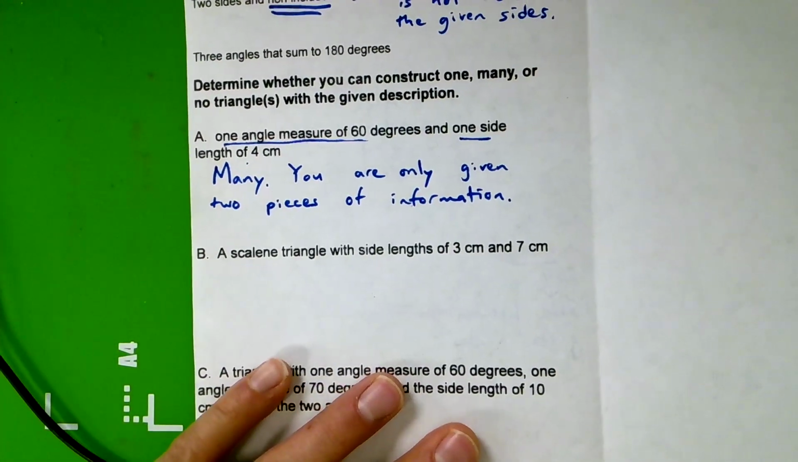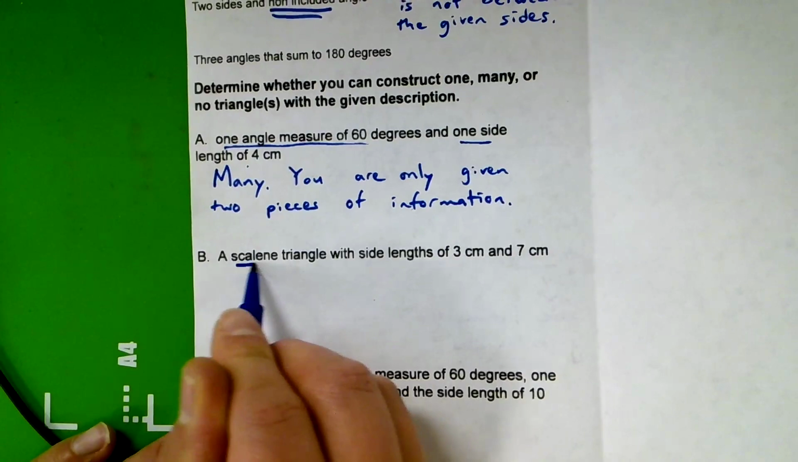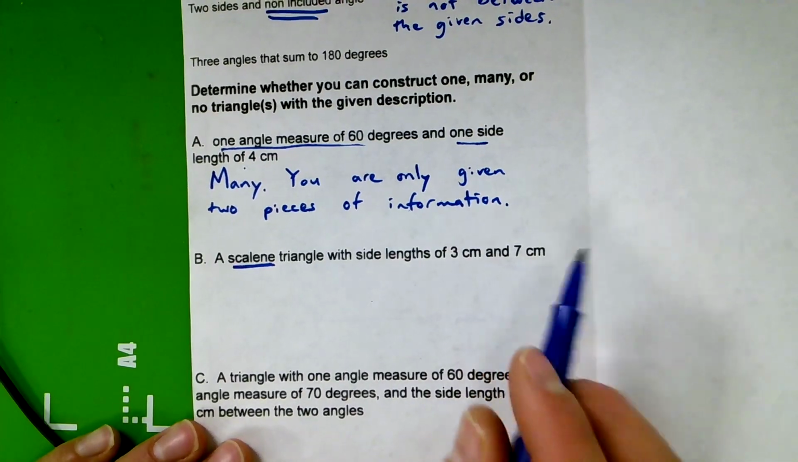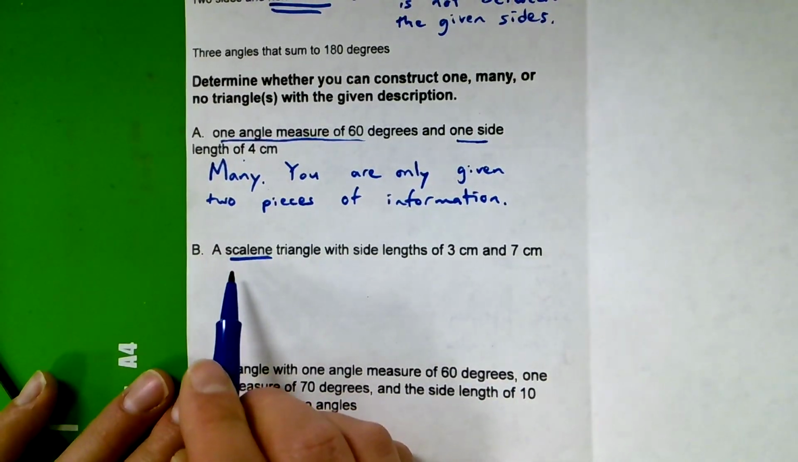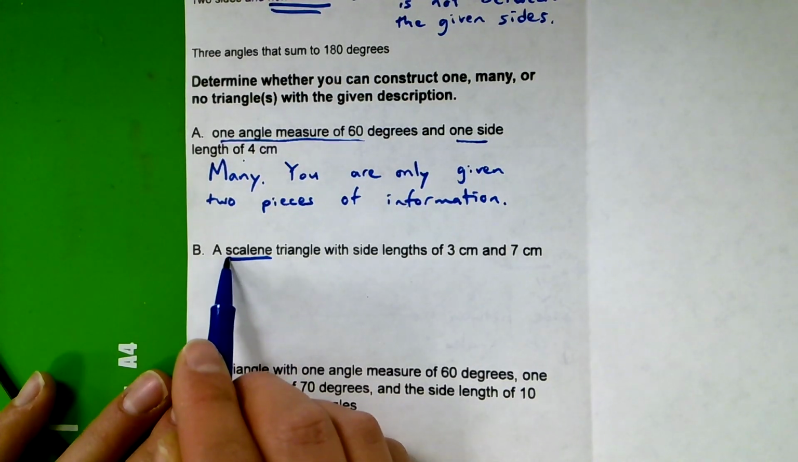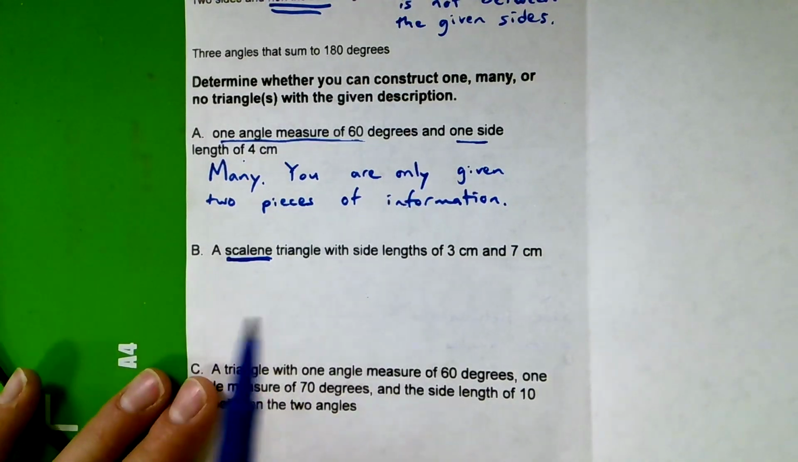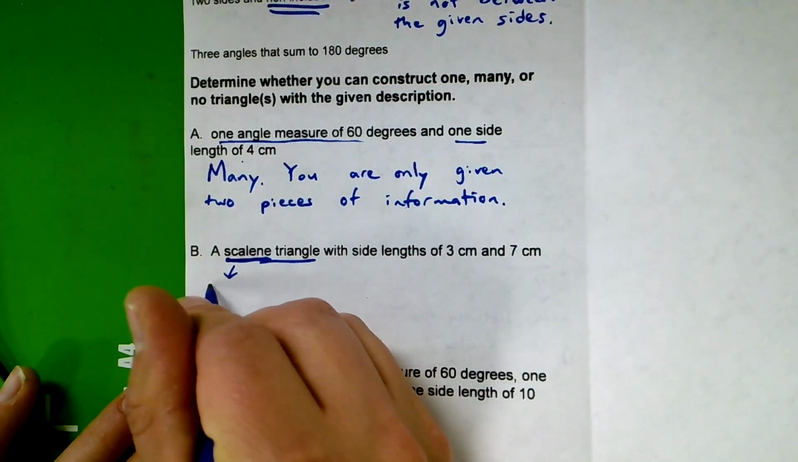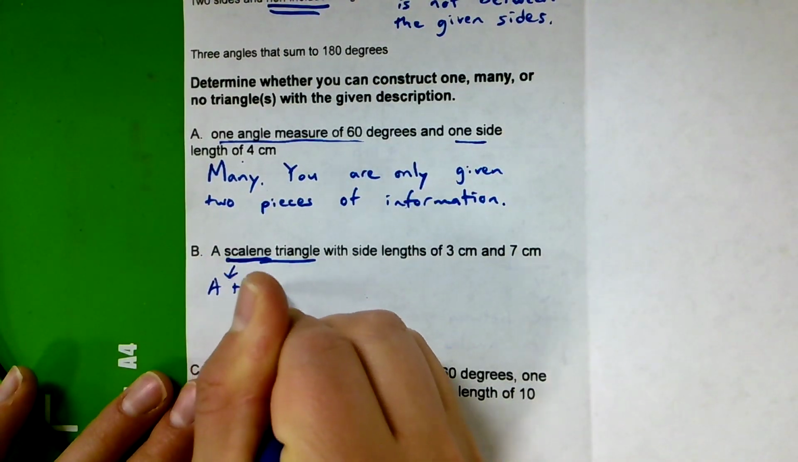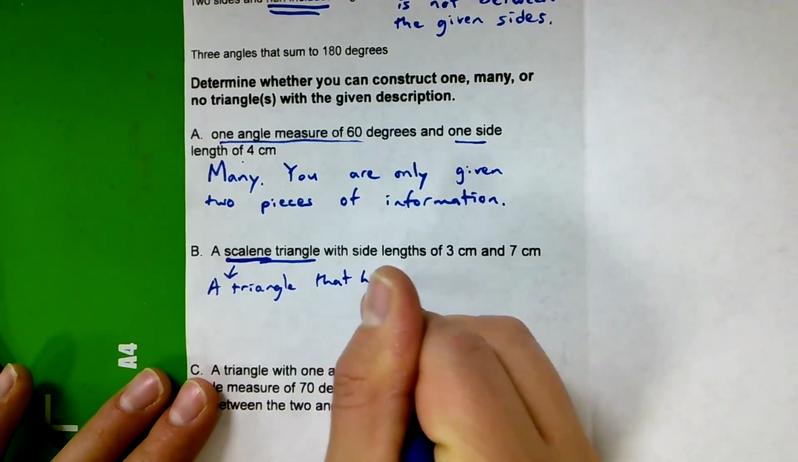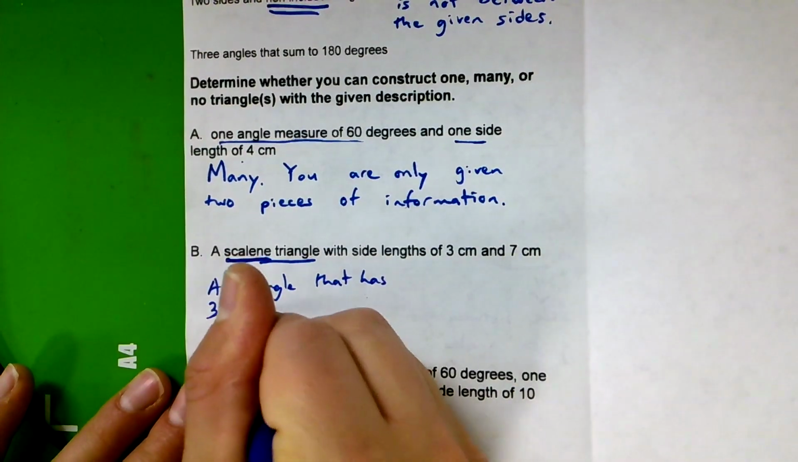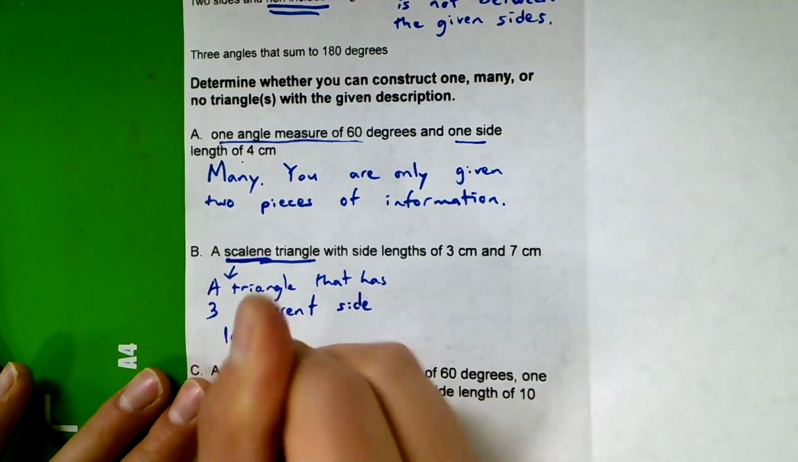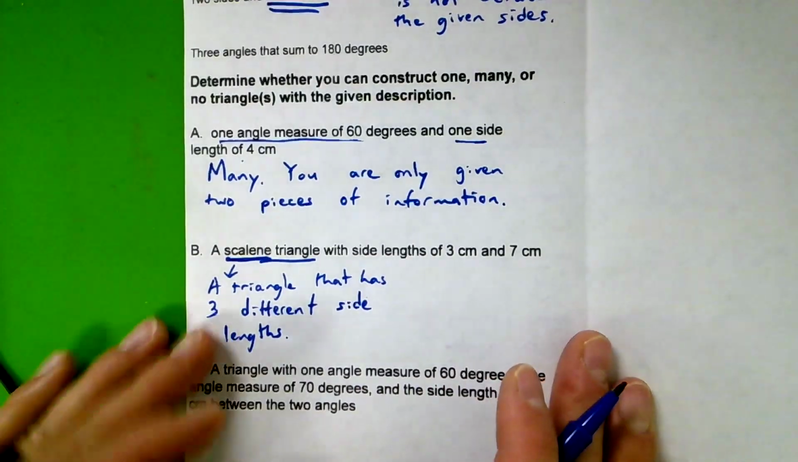The next one, B, says a scalene triangle with side lengths of 3 centimeters and 7 centimeters. Now, a scalene triangle, we talked about this briefly yesterday, but we will have to go into a review of this, and we'll do that probably tomorrow on Wednesday. But a scalene triangle, and you should write this as well, is a triangle that has 3 different side lengths. Okay? 3 different side lengths.